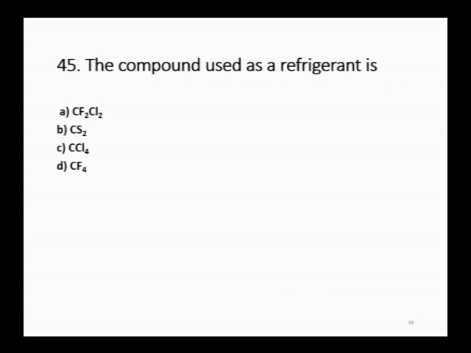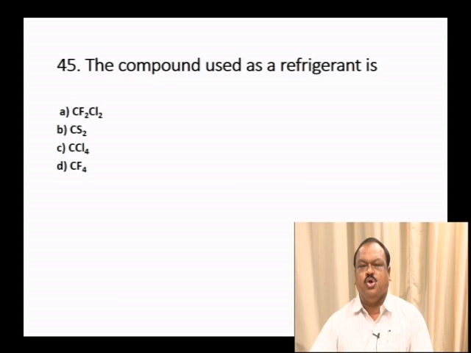Next, the compounds used as refrigerants. As you know, the compounds generally used in refrigerators are chlorofluorocarbons, that is CF2Cl2, also called dichlorodifluoromethane. The other options are carbon disulfide, tetrachloromethane, tetrafluoromethane. So among the four options, chlorofluorocarbons is A. The suitable answer is A, chlorofluorocarbons.